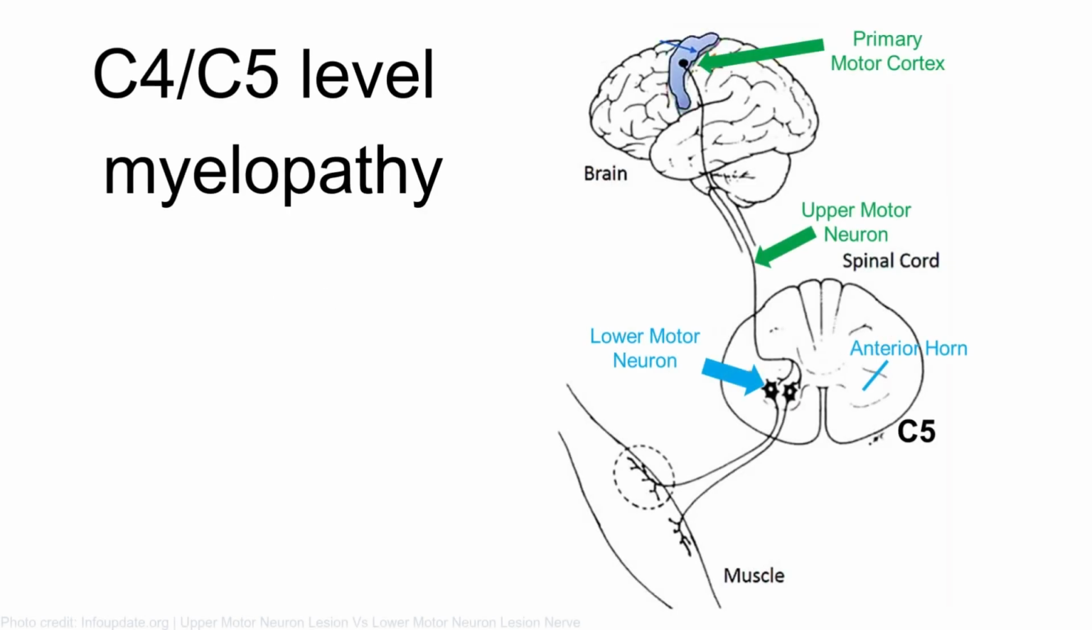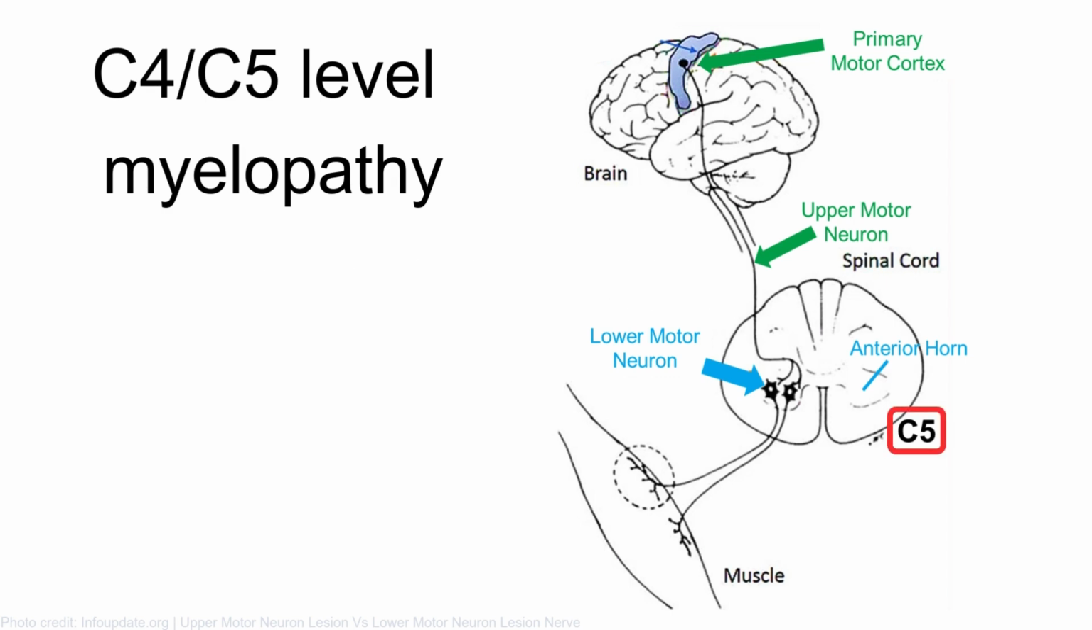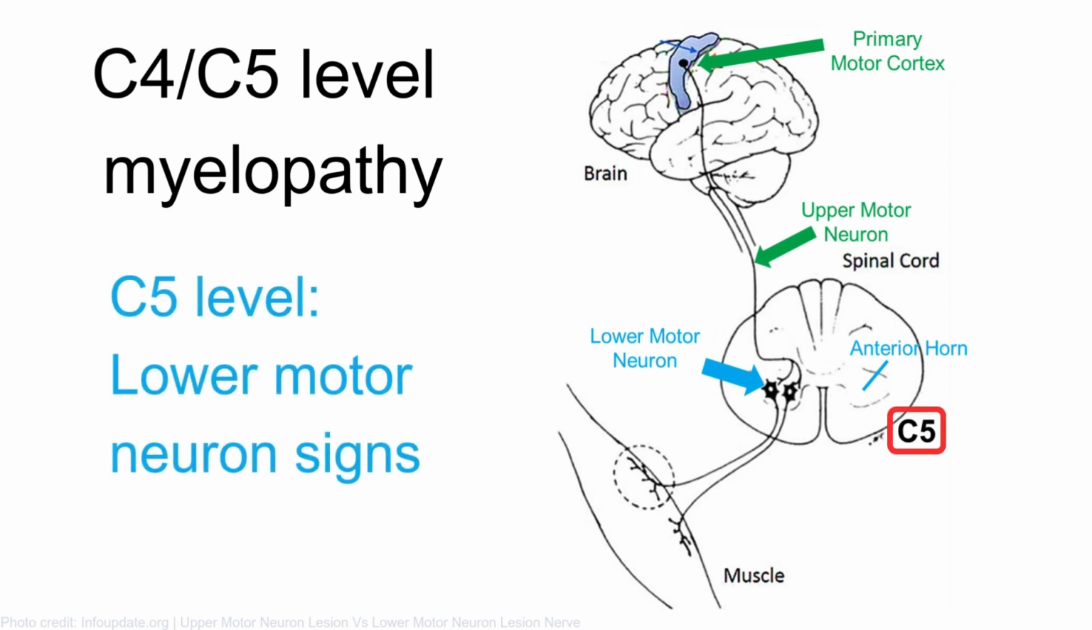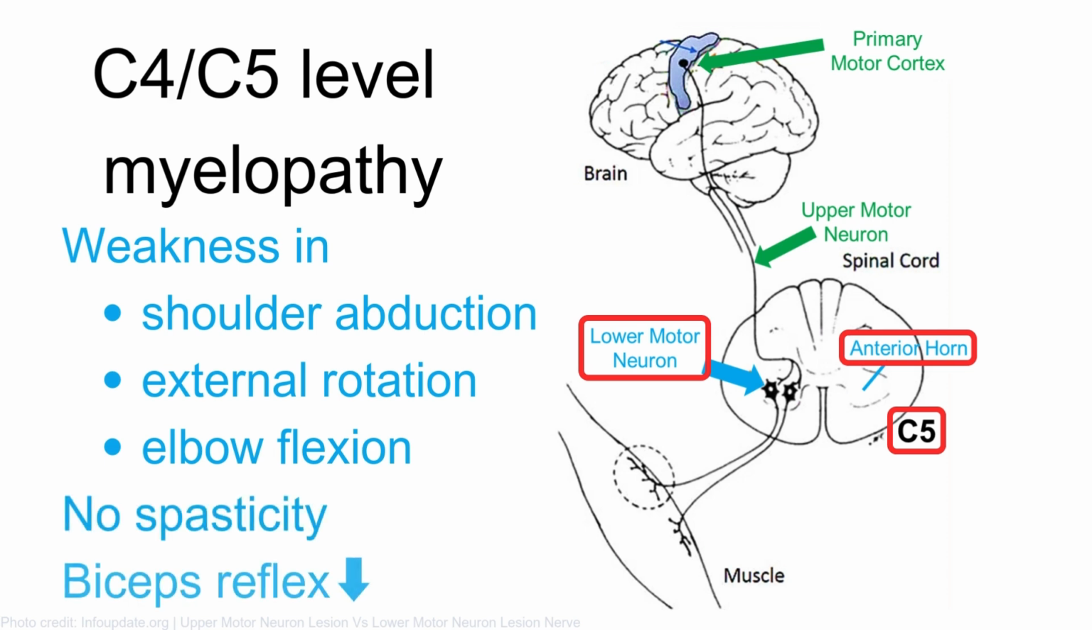Let's take an example of what happens in a C4-C5 level myelopathy. Above the C5 level, neurological function remains normal. At the C5 level, we begin to observe lower motor neuron signs due to the involvement of the anterior horn at this spinal segment. This region contains the motor neurons that innervate the muscles supplied by the C5 nerve root. Clinically, this manifests as weakness in shoulder abduction, external rotation, and elbow flexion. Importantly, there is no spasticity. Instead, the biceps reflex may be diminished or even absent.